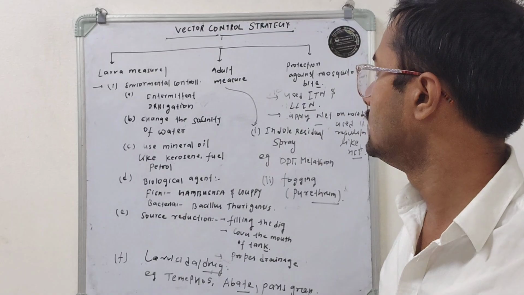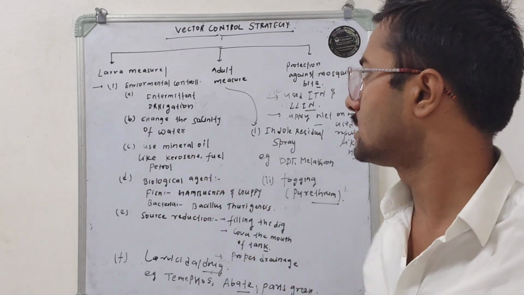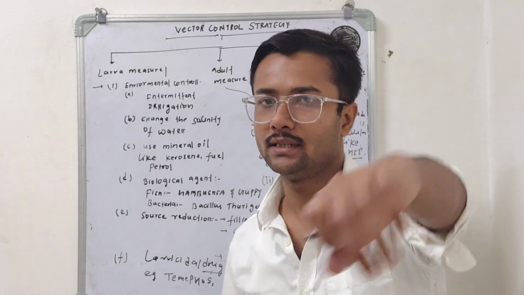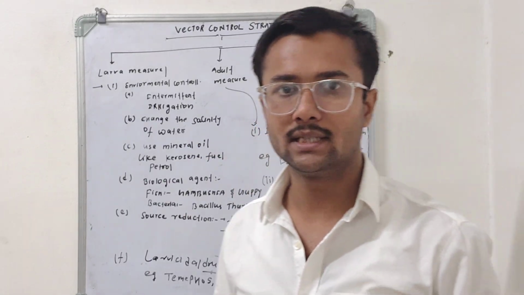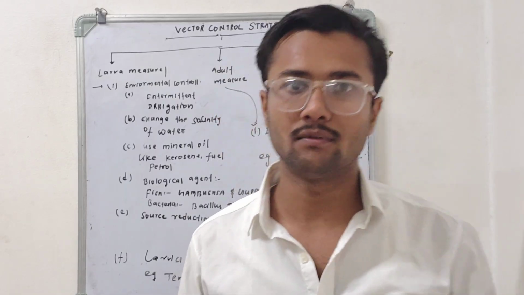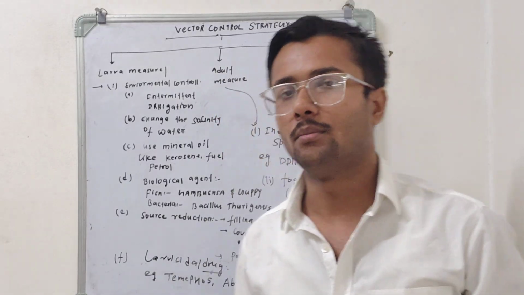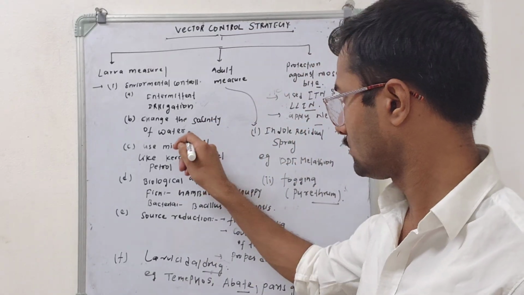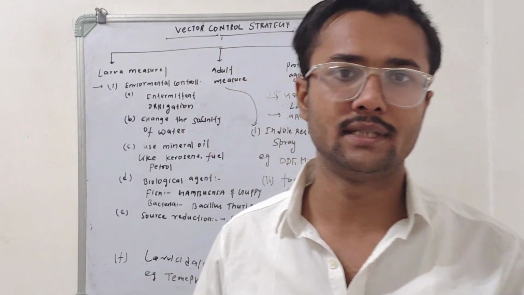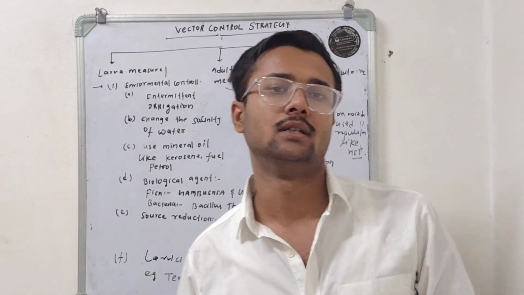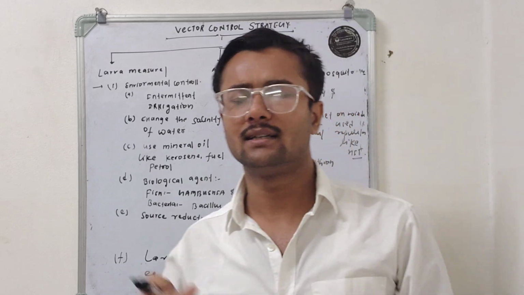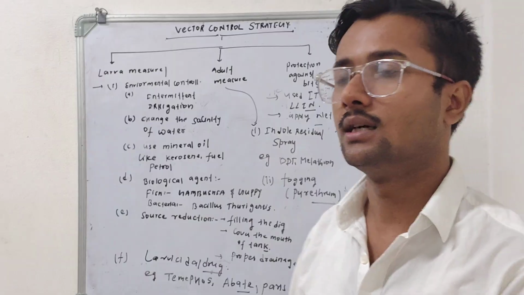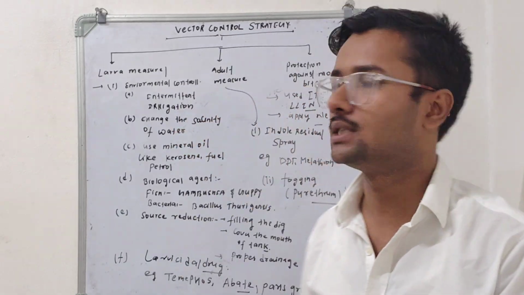After the intermittent irrigation, another thing we do is change the salinity of water. What happens? This female Anopheles mosquito larva needs fresh water for its development. But if we add salt water, then this salinity will interfere with the growth of this larva, and most likely they will not grow further. If they do not grow further, definitely the chance of mosquito is reduced.